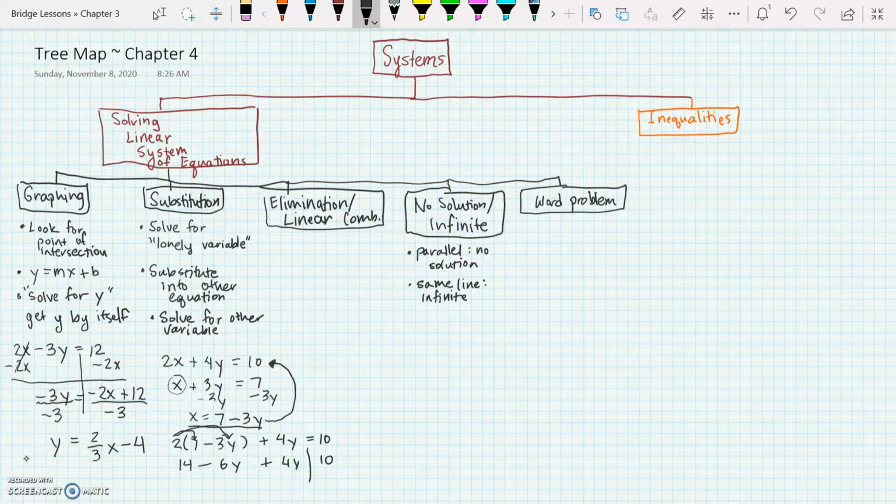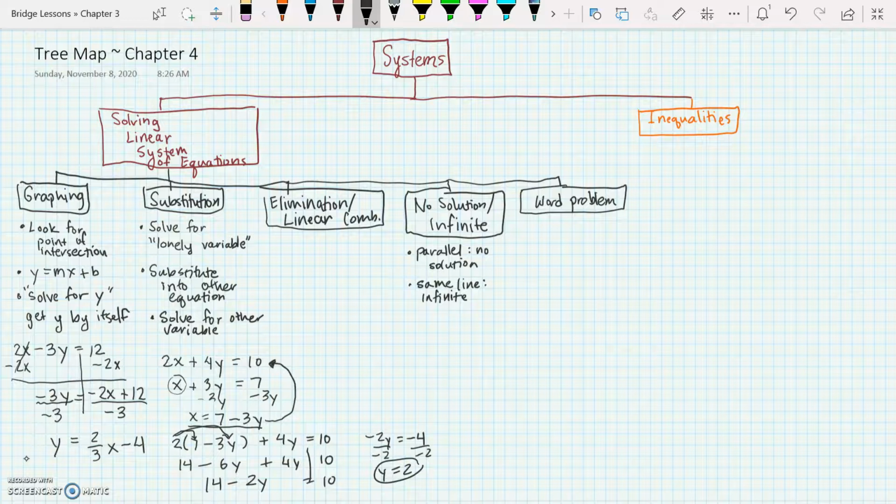And I see some like terms, so I'll add some like terms. I'll subtract 14, so I have negative 2y equals negative 4, because 10 minus 14 is negative 4. And then I'll divide by negative 2, and I get y is equal to 2.